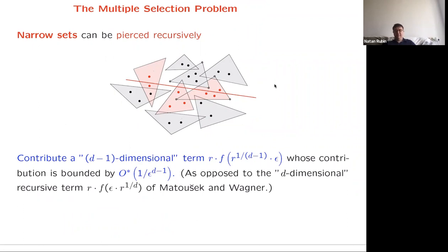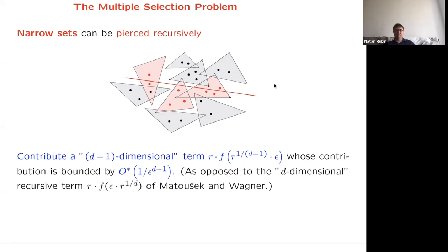So narrow sets, whose points are concentrated in dimension D minus two, can be handled recursively, and because of their concentration, they contribute a D minus one dimensional recursive term, which does not affect the natural order of magnitude of our construction.